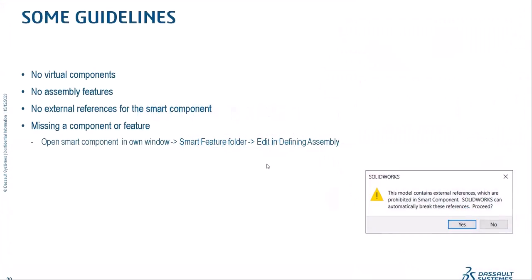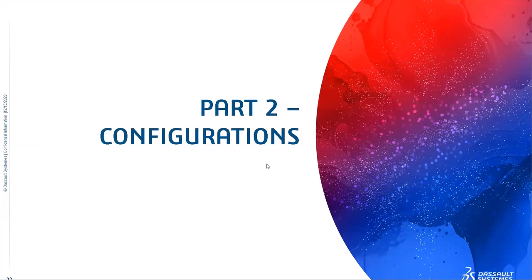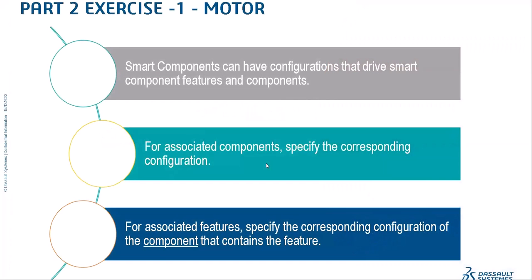Okay, so that's the end of part 1, exercise 2. And then we're going to move into part 2 to show how we can use configurations to drive our smart components. When we're considering configurations, what you want to do is set up the configurations first for your smart component and define those configurations in your setup assembly. And then when you insert the smart component into an assembly, then you can select the configuration and the associated features and mounting hardware, things like that will be updated based on that configuration.